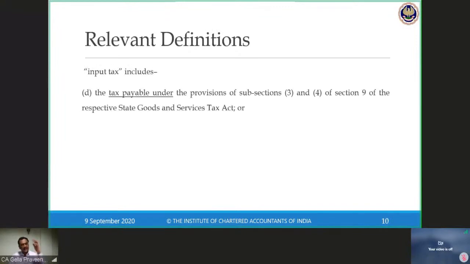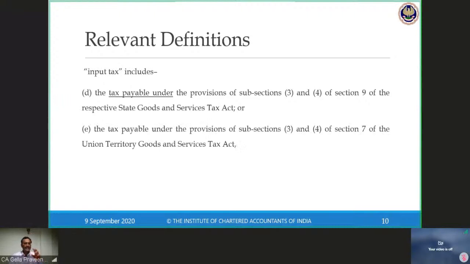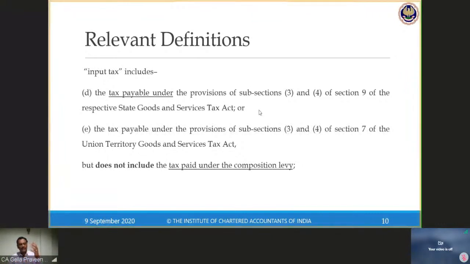Next, continuation. Along with my import of goods, my RCM, it also includes my RCM paid within the state, tax payable under UTGST, but does not include the tax paid under the composition levy. Generally, when I buy goods or services from a person who is under composition, when he is selling the goods or services, he doesn't charge any GST to me. However, in case it is indicated inclusive of composition, we cannot take any tax which was paid to a composition dealer. First and foremost, a composition dealer cannot collect. Even if he's collecting, we cannot take it because he's under composition.